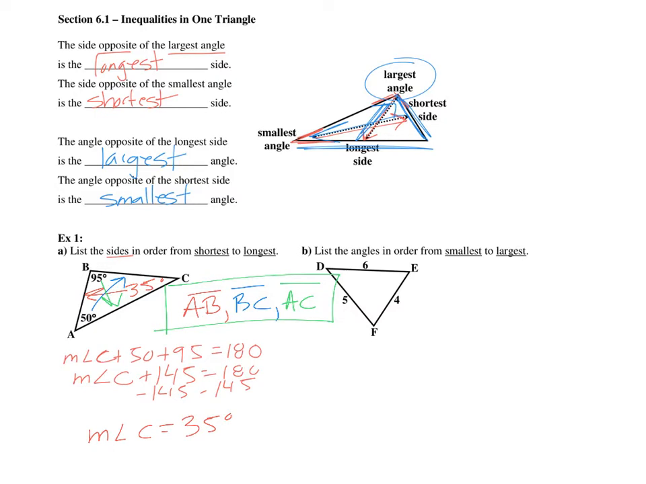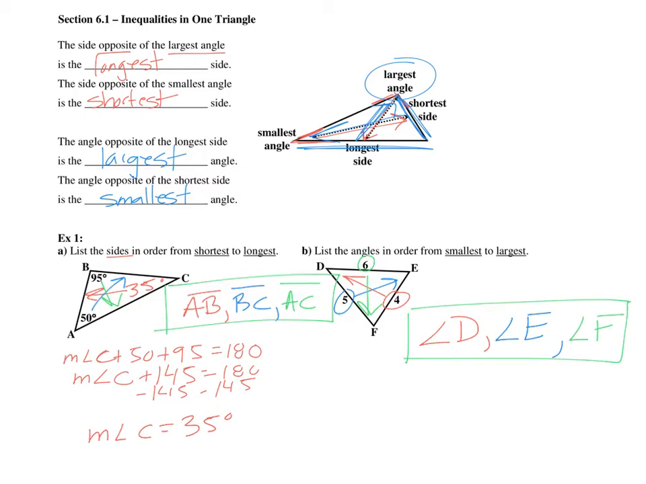All right, for part B, list angles in order from smallest to largest. Okay, we have the smallest side here, so D would be the smallest angle. Then the next side length up is 5, so E would be the next angle. And then I have 6, so F would be the largest angle. That's all there is to it. Done.